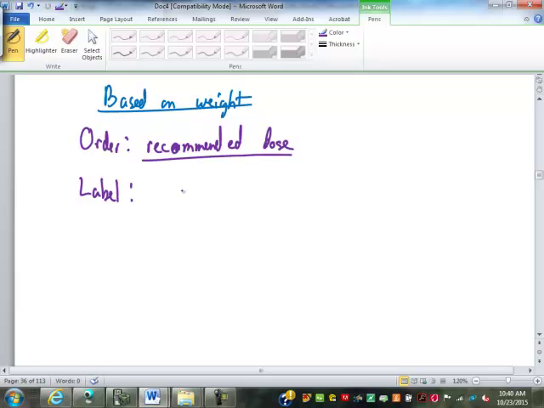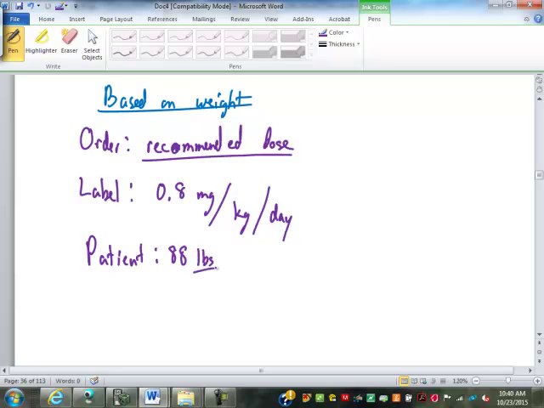So our label says 0.8 milligrams per kilogram per day. And our patient walks in the door weighing 88 pounds.